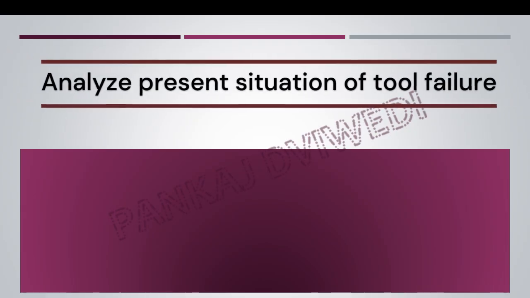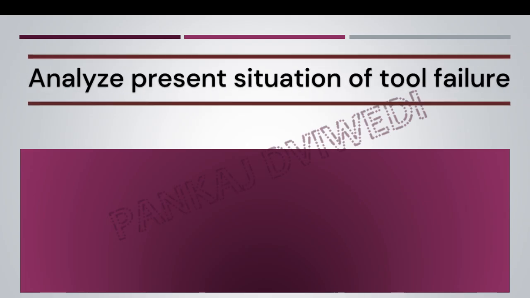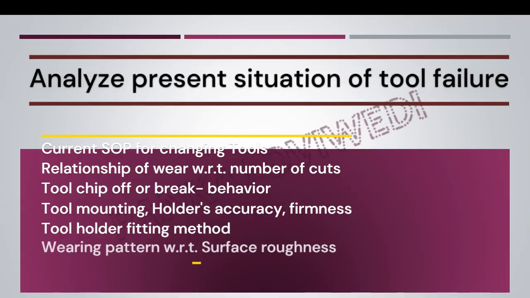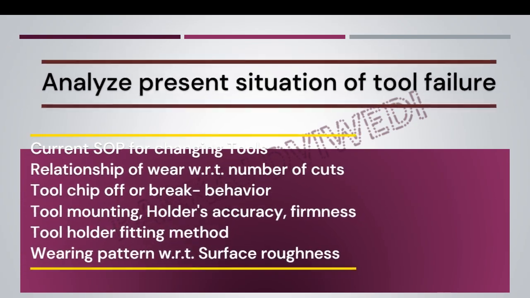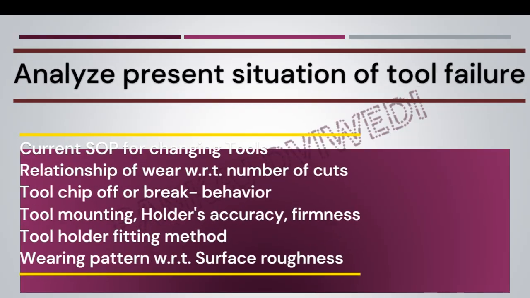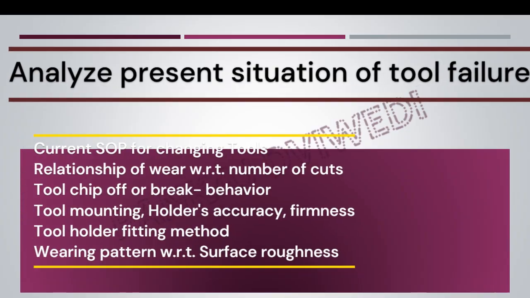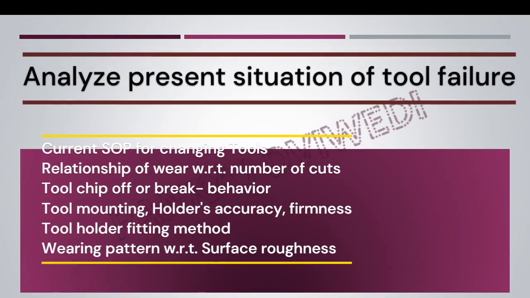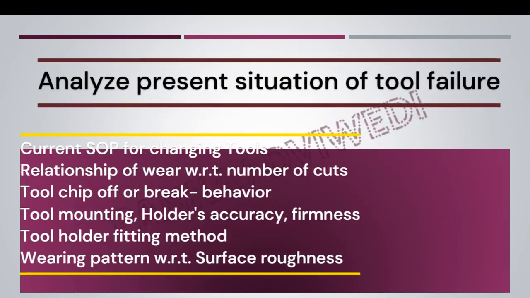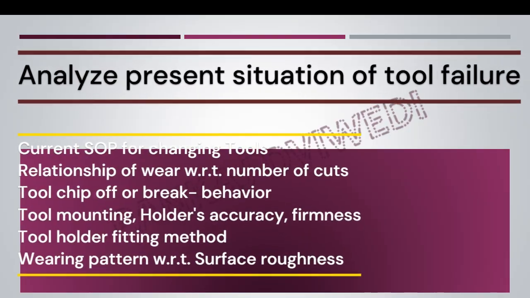For addressing cutting tool replacement cost, you should first analyze the present situation. What is happening right now? You should analyze whether there is any standard operating procedure for replacement of cutting tool, and what variation you are getting with respect to the standard operating procedure. Is there any relationship between wear of the cutting edge and depth of cut or number of cutting cycles? You should record each and everything.